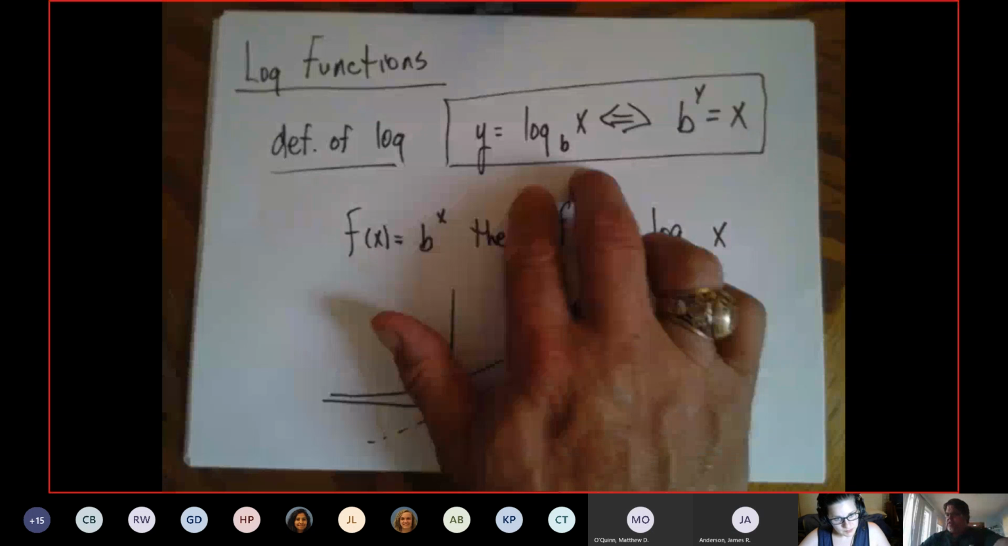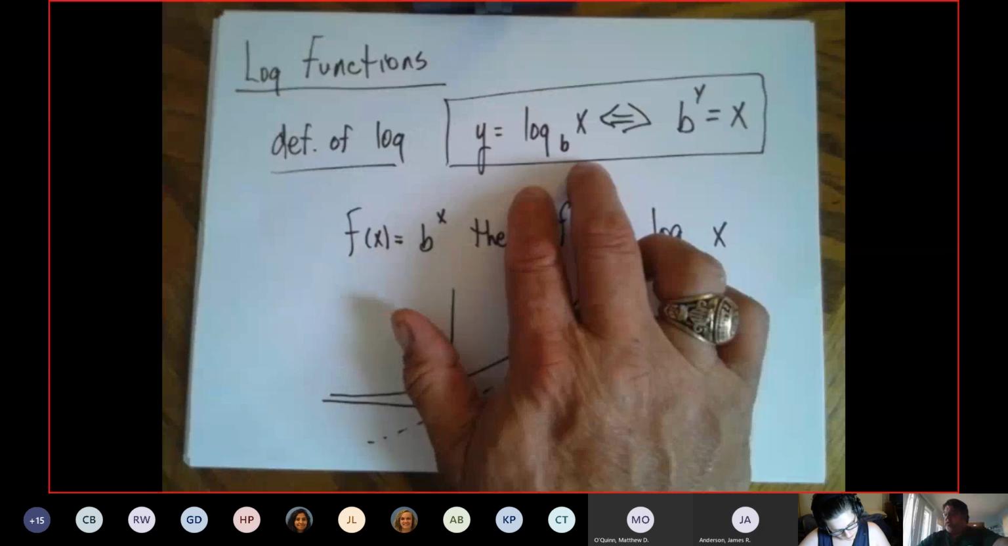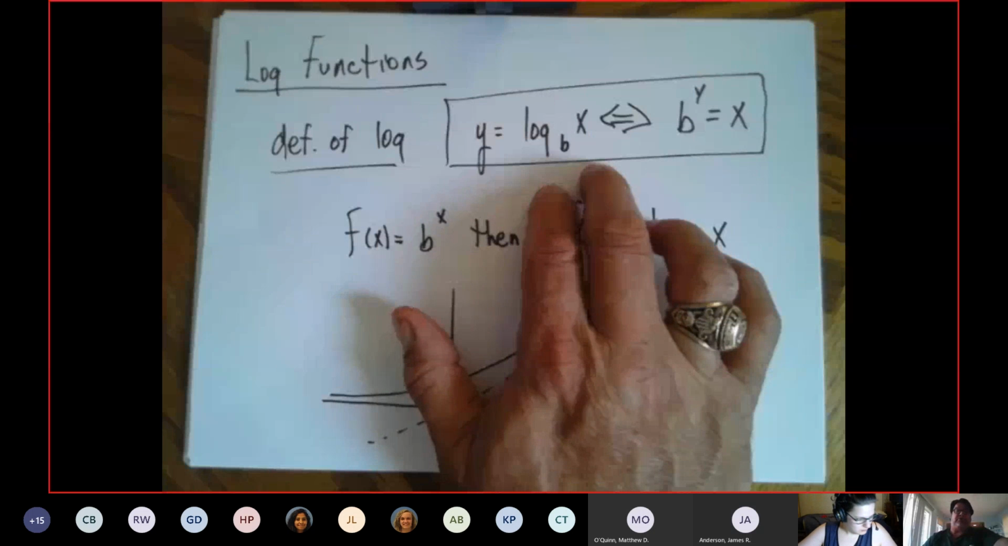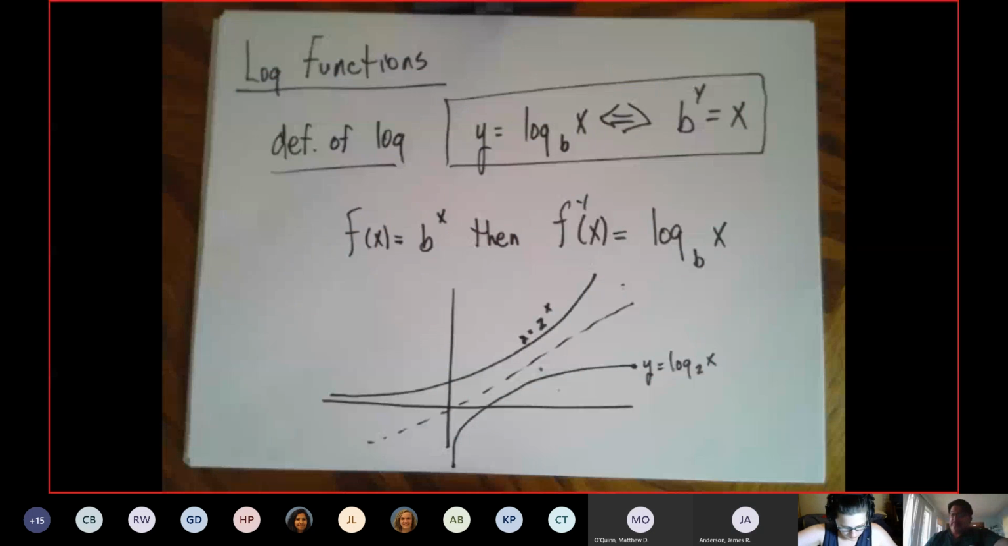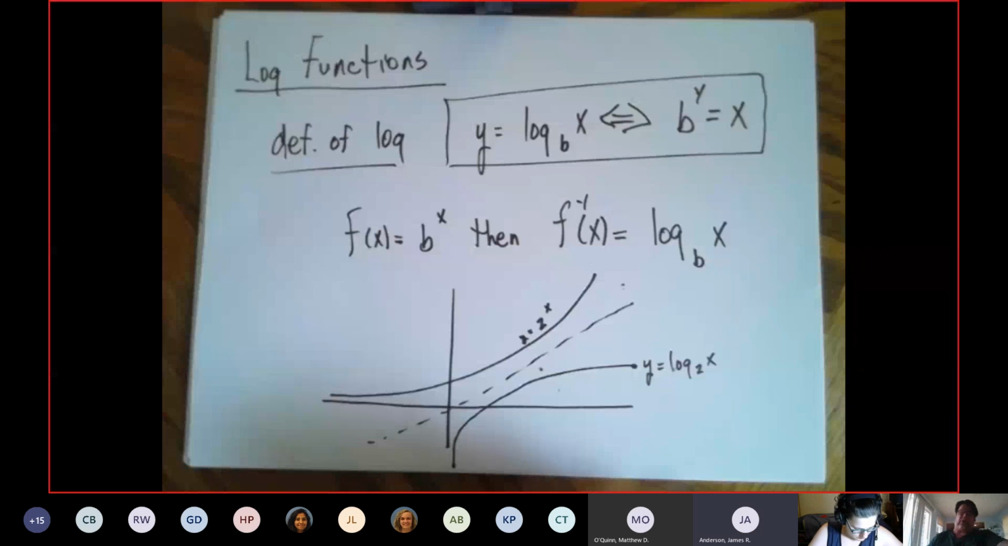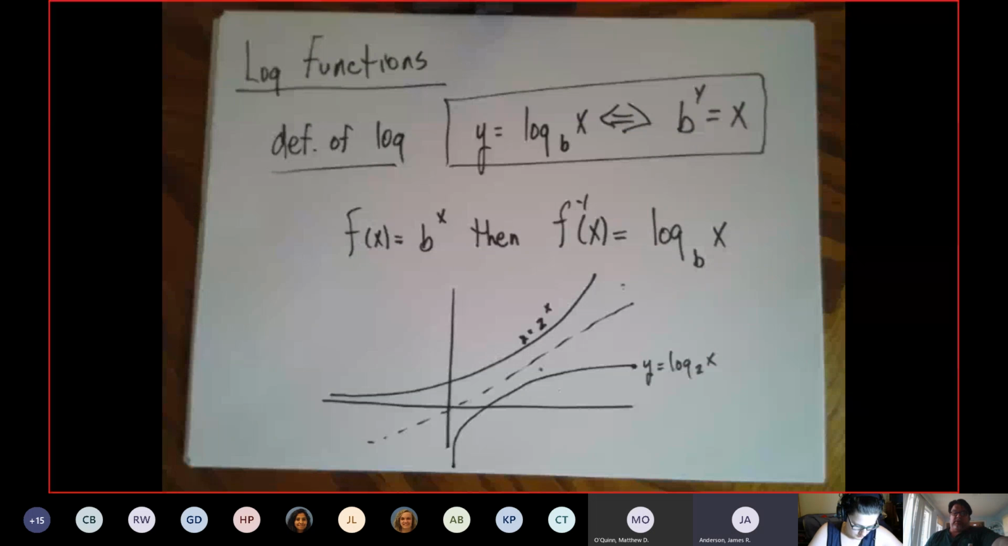Definition of a logarithm. You not only need this with simplifying, you need it with solving equations with logarithms. So make sure you write that down. That's your first property. If you have y is equal to the log of something, you can change it into an exponential. If you have an exponential, you can change it into a logarithm.